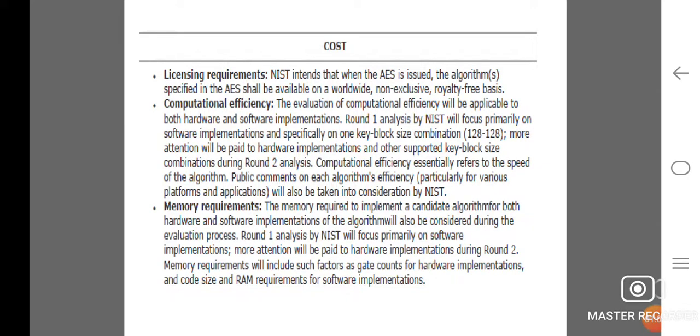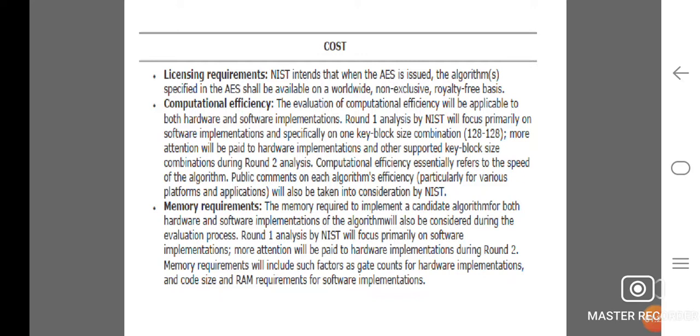Cost-wise, in licensing requirements, NIST intends that when the AES is issued, the algorithms specified in the AES shall be available on a worldwide, non-exclusive and royalty-free basis.